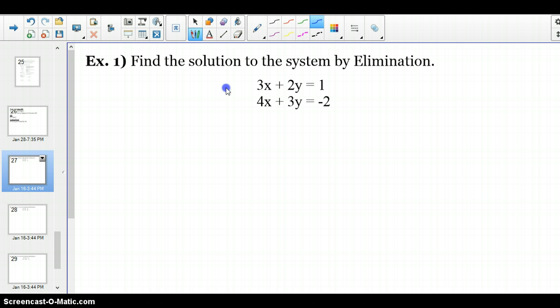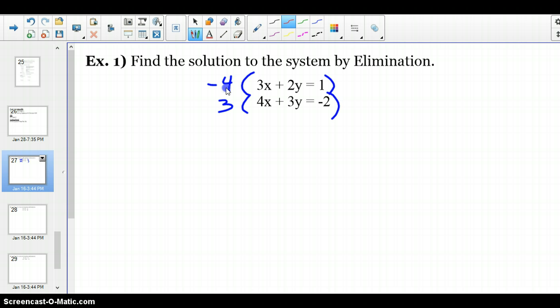So first start coming up with a strategy in terms of what variable you want to cancel out. Do you want to cancel out the x terms or the y terms? I'm going to go for canceling out the x terms. And what I'm going to do is multiply the top equation by -4, and multiply the bottom equation by 3. You'll see why I do this in just a second.